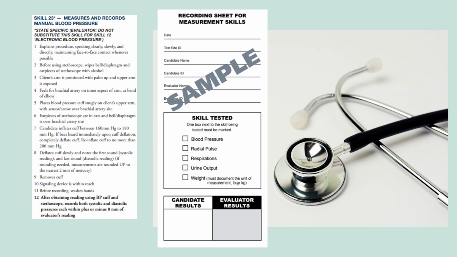Step 7 requires the cuff be inflated between 160 and 180. If beat heard immediately upon cuff deflation, completely deflate the cuff. Reinflate cuff to no more than 200. If the candidate inflates the cuff above 200, the evaluator will call a safety stop. A safety stop means that the candidate is not allowed to continue the manual blood pressure skill and must stop the blood pressure skill and steps and move on to the next skill.